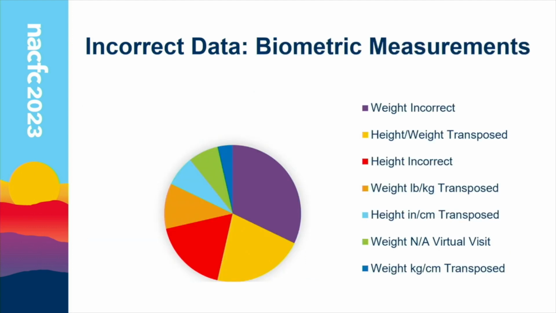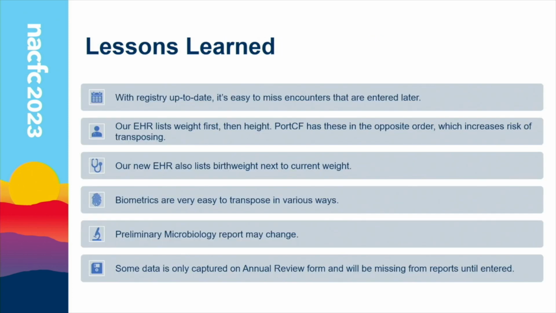So for those biometric measurements, just a totally incorrect weight was the most common thing, followed by height and weight being transposed, followed by height being just entered incorrectly. And then we get into all the other transposition of things like pounds and kilograms, inches and centimeters being transposed as well. So through this process, we had quite a few lessons learned.